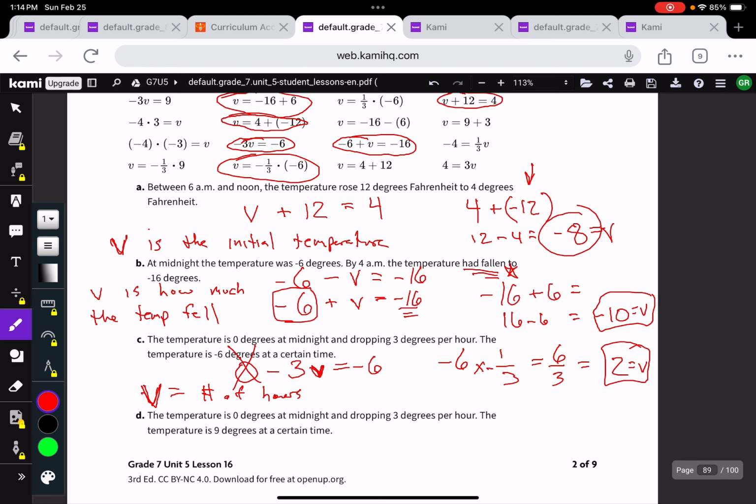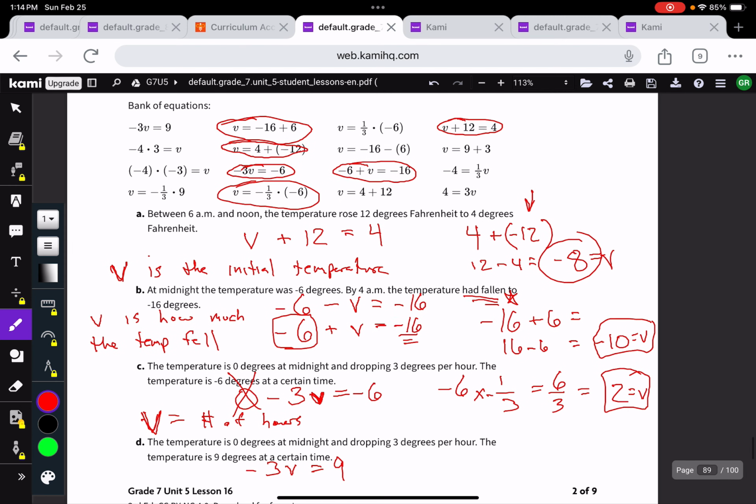All right. Letter D. The temperature is 0 degrees at midnight and dropping 3 degrees per hour. The temperature is 9 degrees at a certain time. Sounds like the exact same problem. It's dropping 3 degrees times the number of hours, and now it's 9 degrees. So the last one we said, well, it was 0, and after 2 hours it's now at -6. Sounds like the temperature's definitely got to be above 9 degrees if it's dropping, and now it's 9.